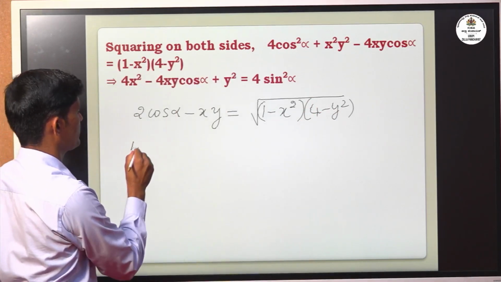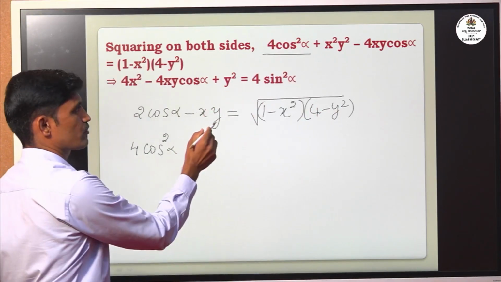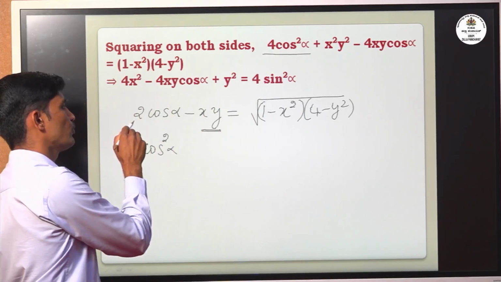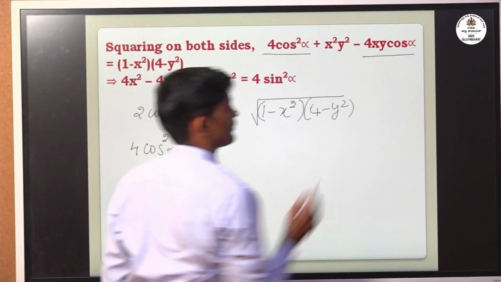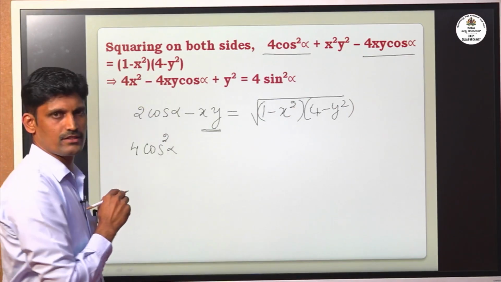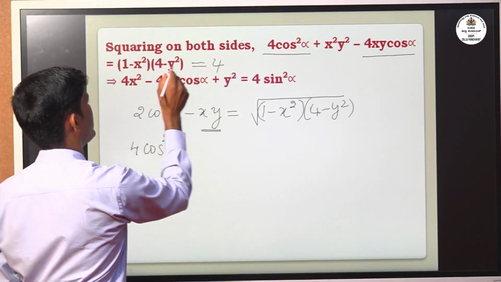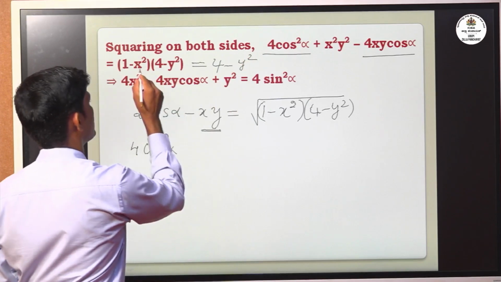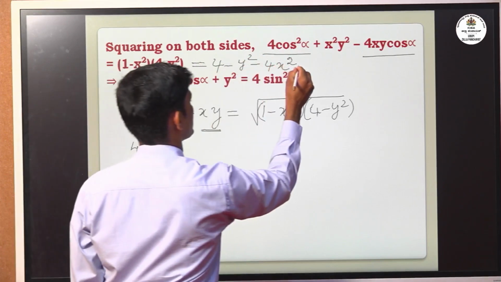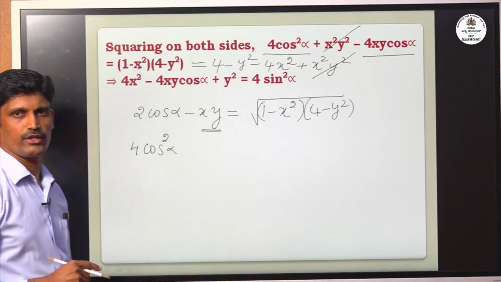4 cos square alpha plus x square y square, then the 2ab term, minus 2 into 2, which is 4xy into cos alpha, minus 4xy cos alpha, equals 1 minus x square into 4 minus y square, which is 1 into 4, that is 4, then 1 into minus y square, then minus x square into 4, minus 4x square, then minus into minus plus x square y square, and this x square y square cancels with the x square y square on the other side.